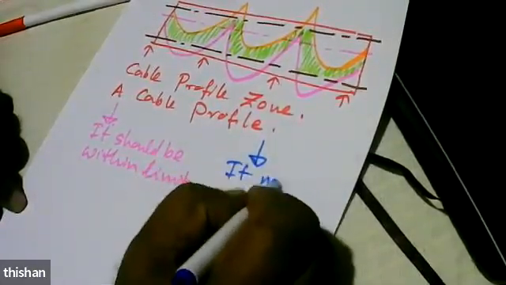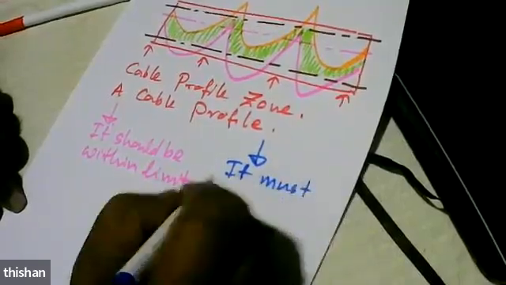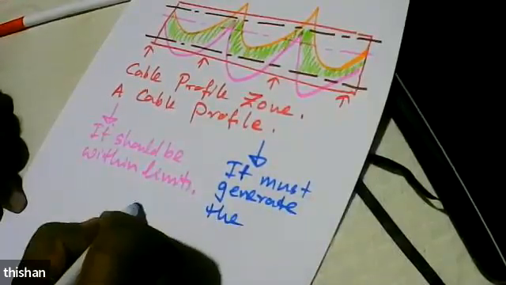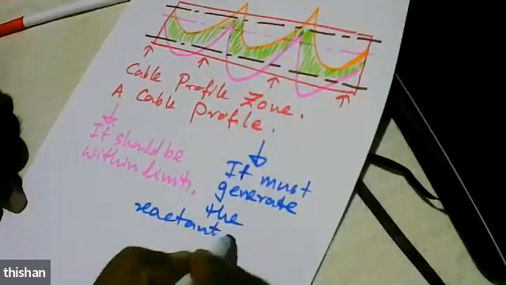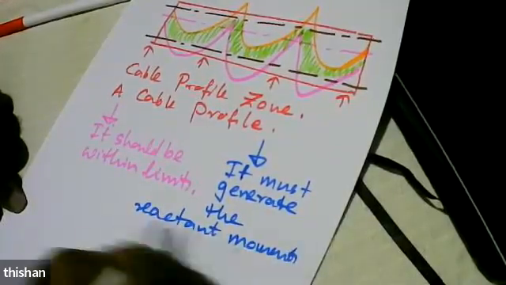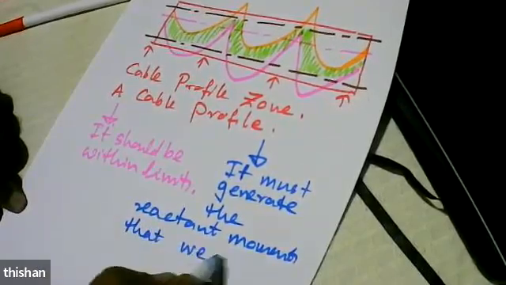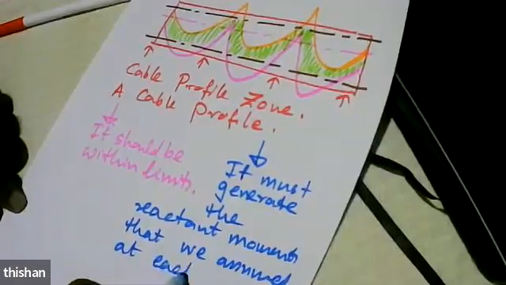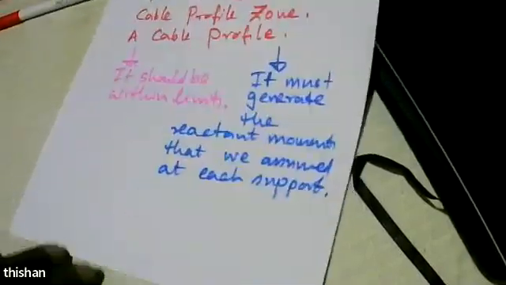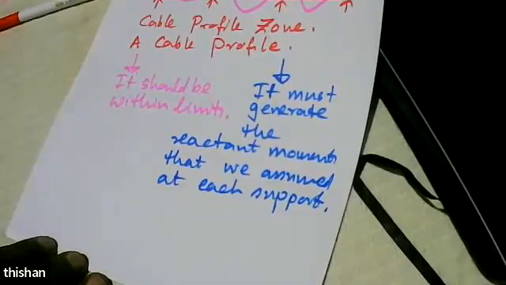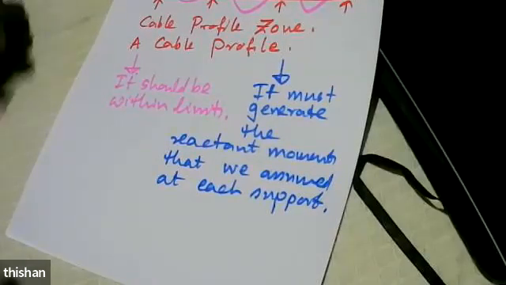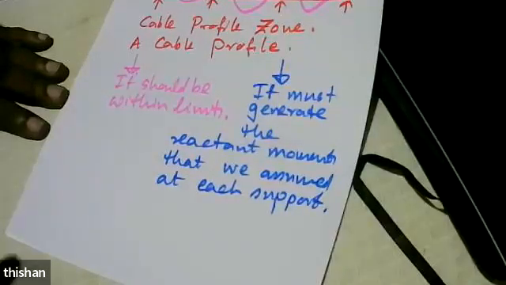It must generate the reactant moments that we assumed at each. We have already fixed the reactant moments. Now you can generate something else. Then again the calculations. So we have done calculations in one direction.